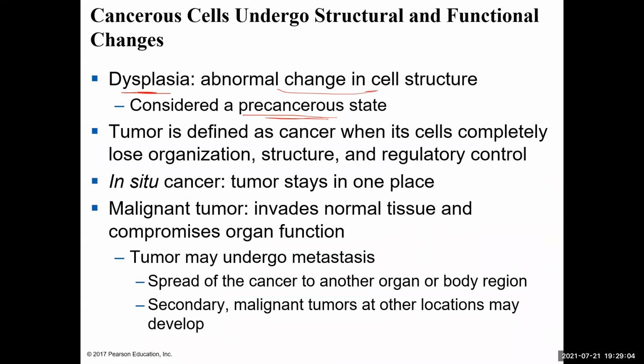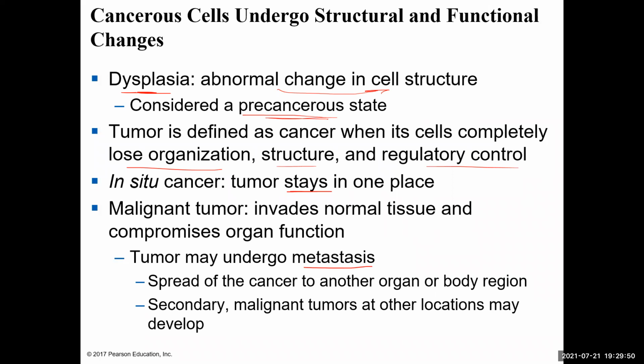So this is where we're beginning to see these abnormal changes. And we define a tumor as a cancerous tumor when it loses organization, it loses structure and regulatory control of the cell division process. Now, an in situ cancer is a tumor that stays in place. A malignant tumor is one that invades normal tissue and compromises the function of the organ or tissue layer that it's associated with.